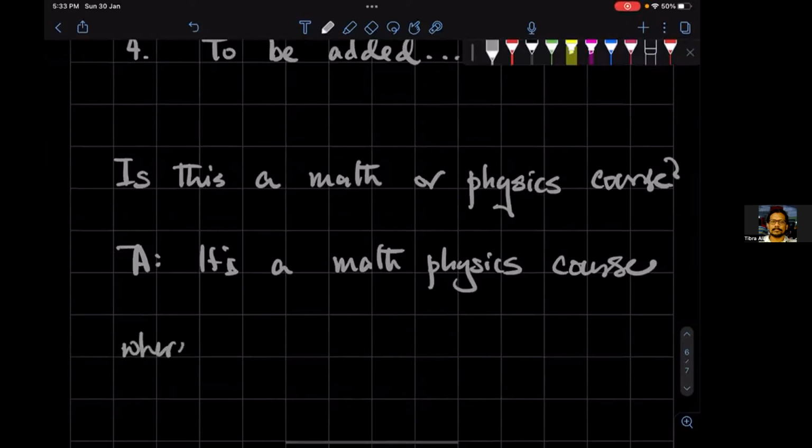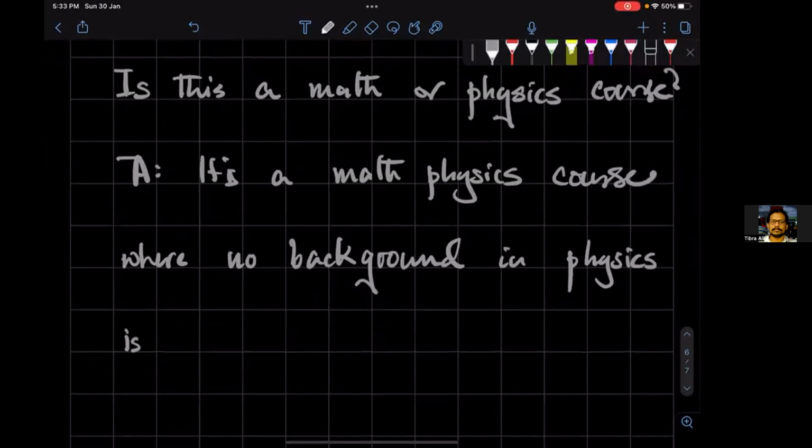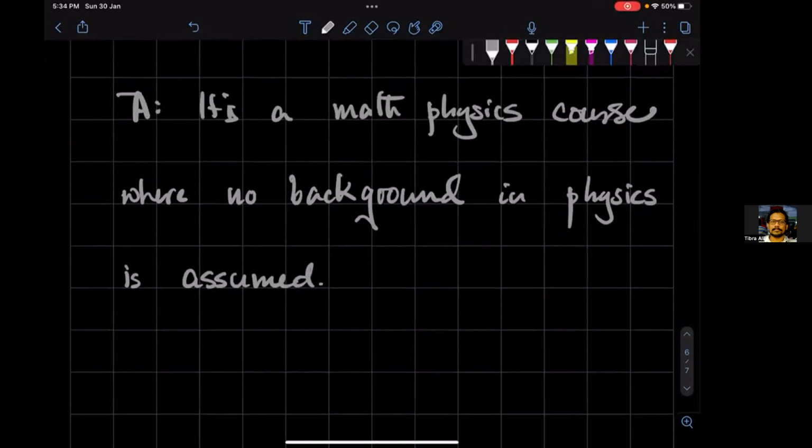where no background in physics is assumed. Okay, so I will motivate all the physics.